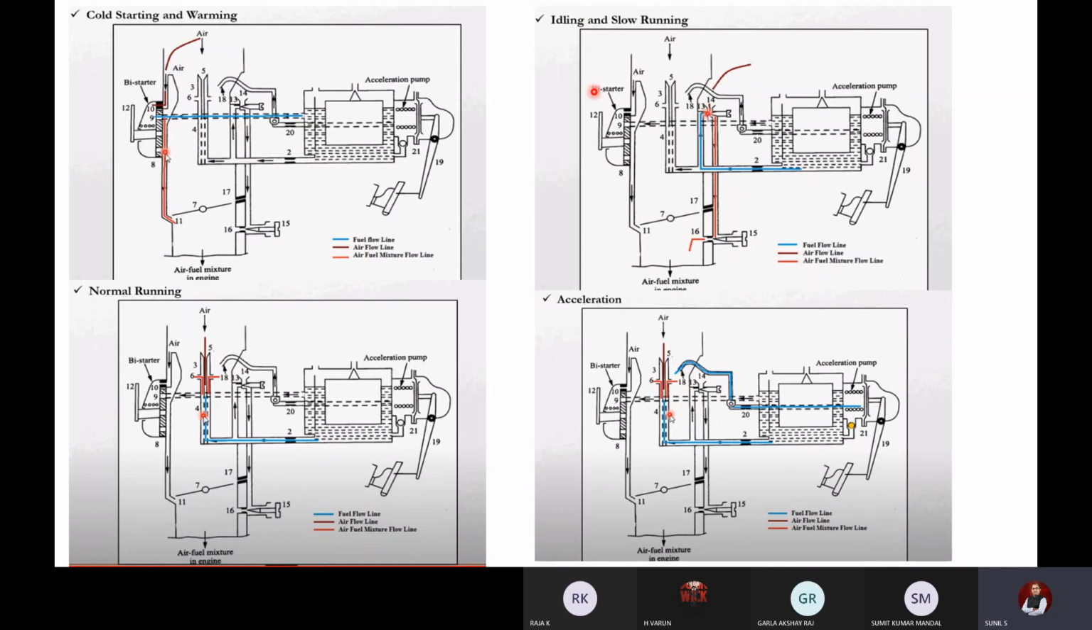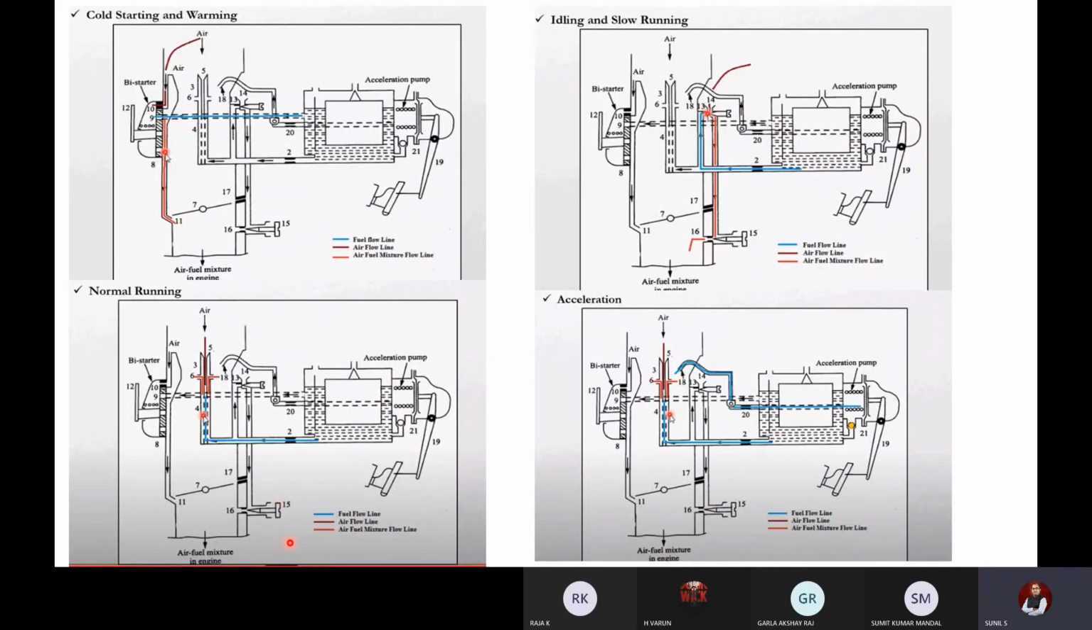Now slow running. If it is slow running condition, up to 0 to 20% load, in such conditions, the fuel enters through this line, through 17. A small amount of throttle will also be opened. The throttle will not be completely closed, so that above the throttle, the fuel starts entering at point 17. You can see, at point 16, it enters under idling condition, no question of throttling being opened. At point 17, it enters under slow running conditions, wherein the throttle will be opened partially. So this is the second case, that is idling and slow running conditions.